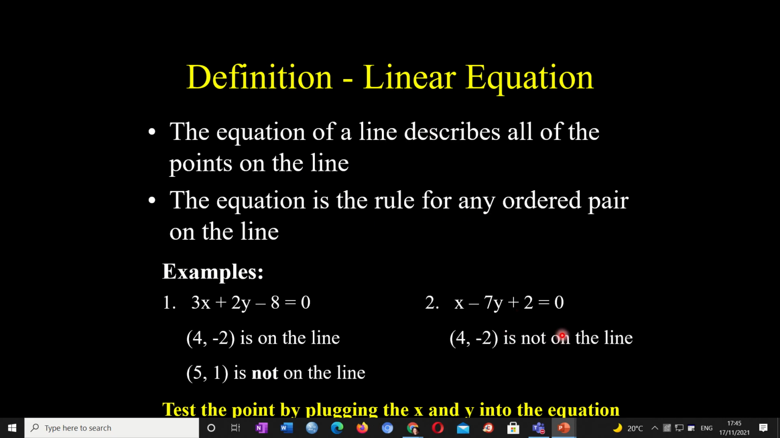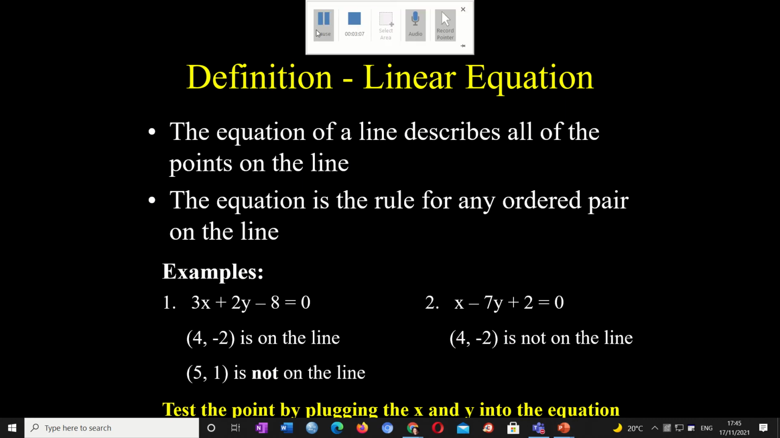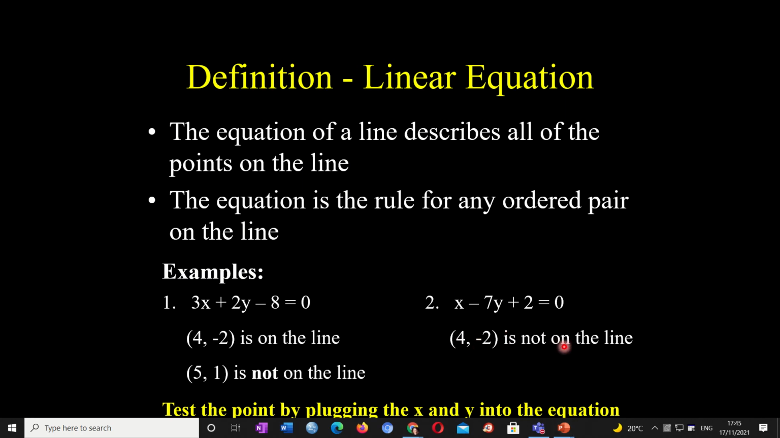So here, this is not on the line. Why? Because when I put 4 instead of x, I don't have minus 2 as an answer. Yes, this one is on the line. When I put 5 here, then 1 is the answer for y.